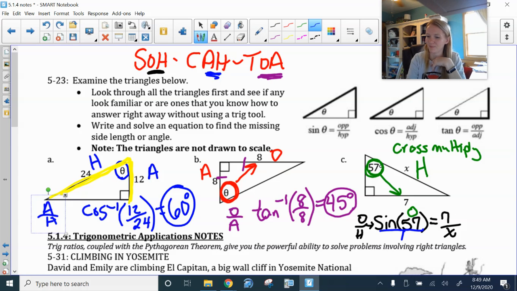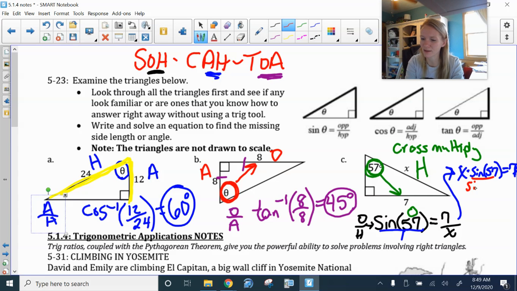Either way is fine. I'm going to write this over here with the x times sine 57 equals 7. So I want to get x by itself, so I'm going to divide by that sine 57 on both sides. That goes away.